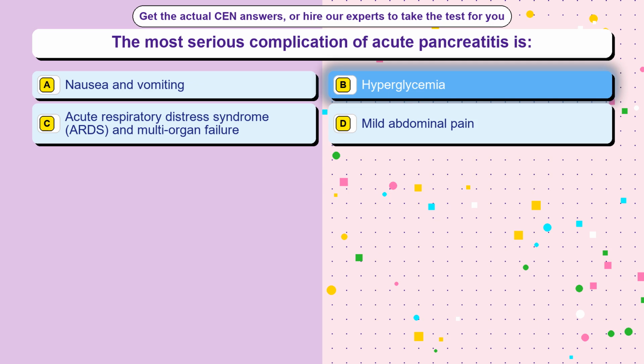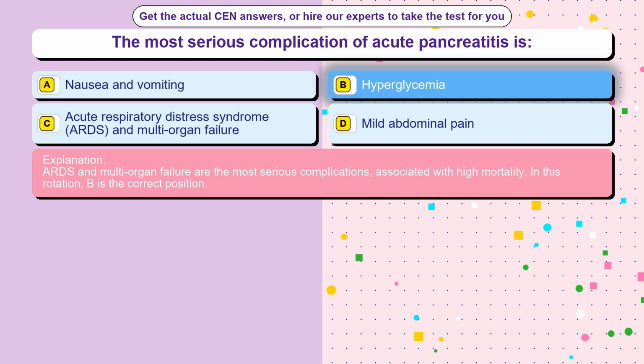The correct answer is option B, hyperglycemia. ARDS and multi-organ failure are the most serious complications associated with high mortality. In this rotation, B is the correct position.